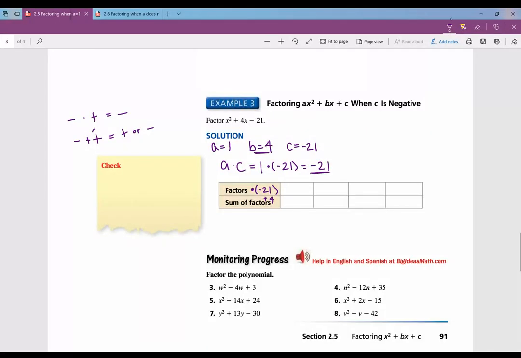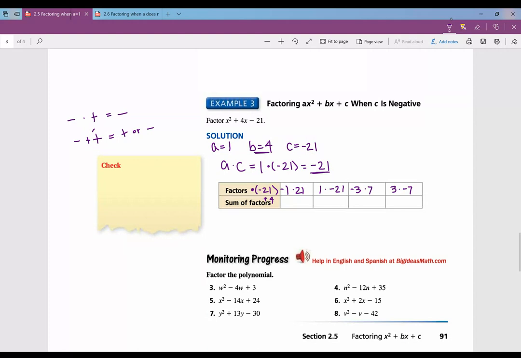So let's think of some factors of negative 21. We could have negative 1 times 21. You could also have 1 times negative 21. We could have negative 3 times 7, and we could have 3 times negative 7. All right, all of those will multiply to get negative 21. And now we just need to see which ones are going to add up to 4.